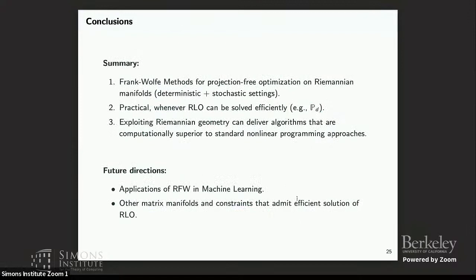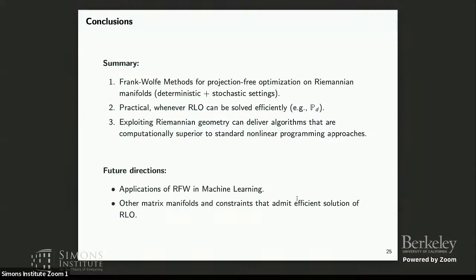Okay, and that's the end of my talk. We talked about Frank-Wolfe methods for projection-free optimization on Riemannian manifolds and discussed some different settings, both general deterministic settings and also some stochastic settings that are a bit more interesting for applications. We've seen that those algorithms are practical if we can solve the Riemannian linear oracle efficiently. And we've seen one class of problems where this is the case. We have some others in the paper.